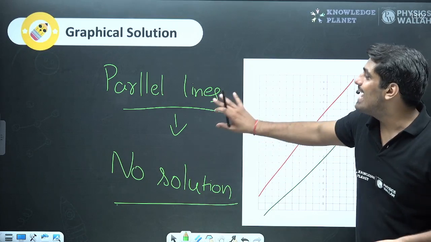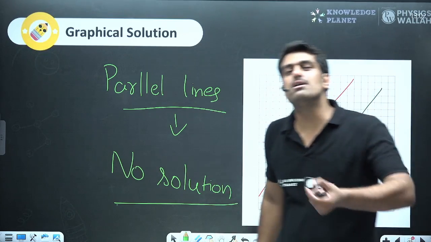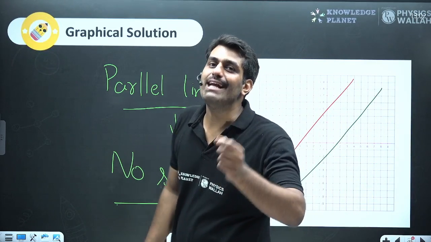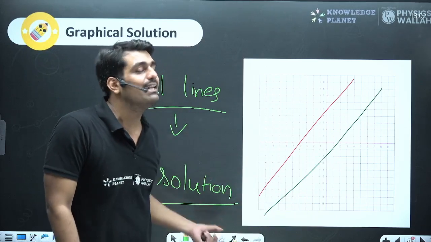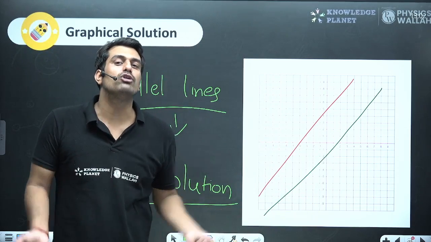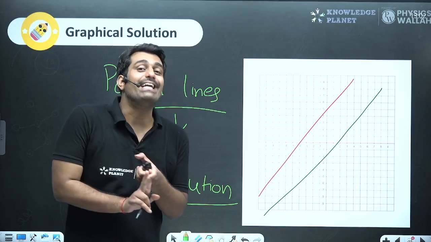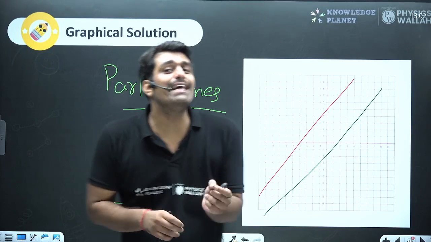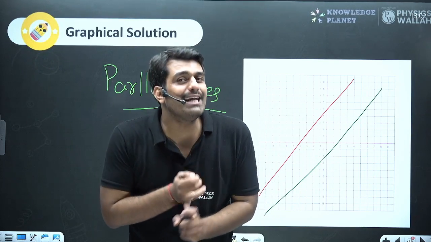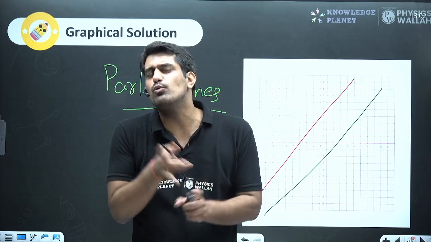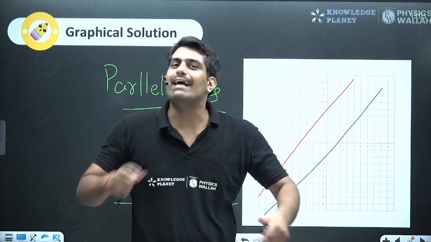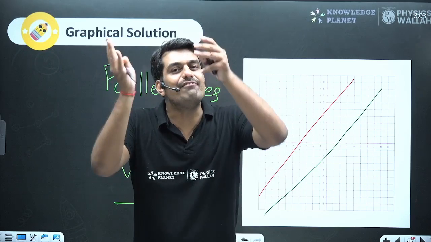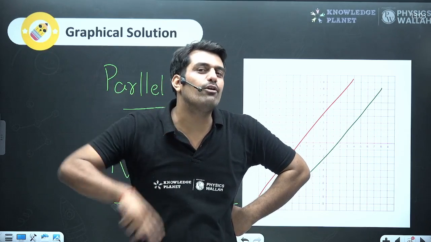In such a scenario, how will you observe? When you observe there are parallel lines. When you do the plotting and observe that parallel lines are there, you will come to the realization that no solution was possible. This was the second case. Now, the third case you can think on your own. What can happen with two lines? Either the lines will intersect, or the lines will go parallel. What other third scenario is possible?